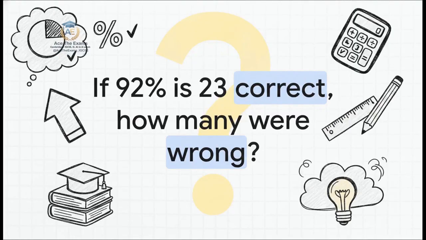Now, examiners love to throw in a trick. Take Ahmed's test score here. We're told he got 92% correct, which equals 23 questions. But the question asks, how many did he get wrong? You must find the total number of questions first before you can figure out how many he missed.